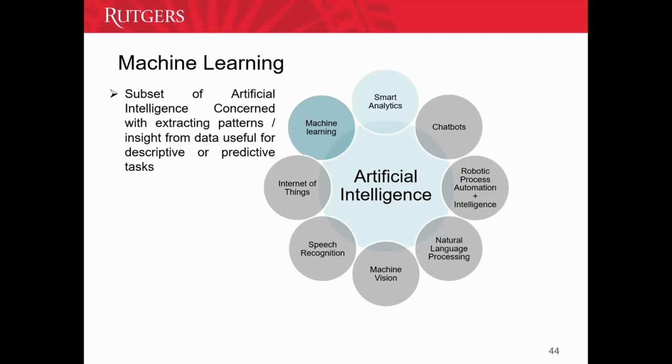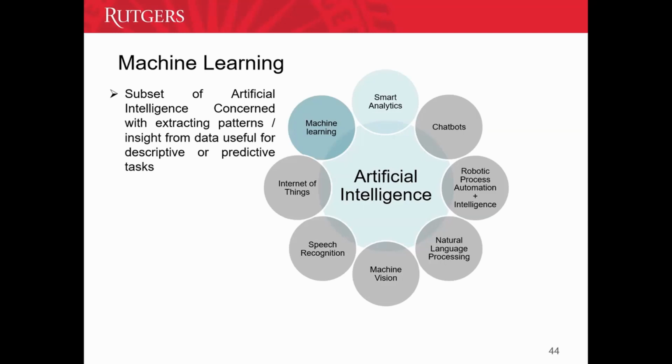So machine learning is a subset of artificial intelligence, which is concerned with extracting patterns or useful information from data, which can be used to perform both descriptive or predictive tasks.